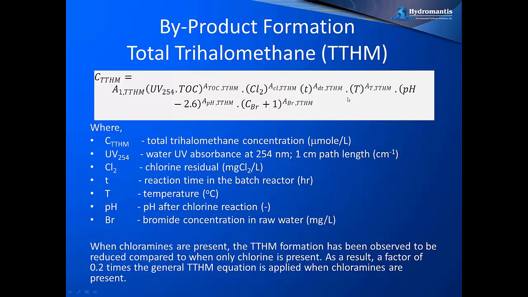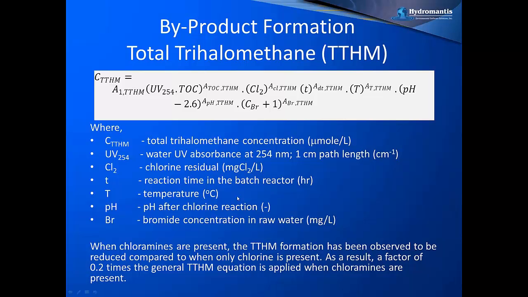So as we can see, the model really depends on the TOC concentration that is there in the wastewater. Also, it depends on one of the parameters which is reflective of the aromaticity of the organic compounds, UV254. So it depends on the TOC concentration, the chlorine concentration, residence time, temperature, the pH, and the bromide concentration in raw water. So it takes into account most of the important parameters that can affect the trihalomethane formation potential.